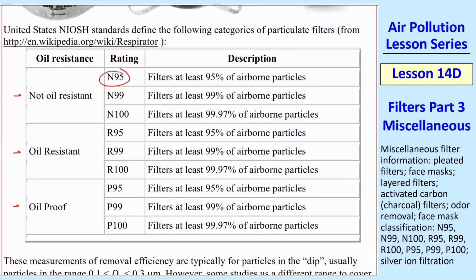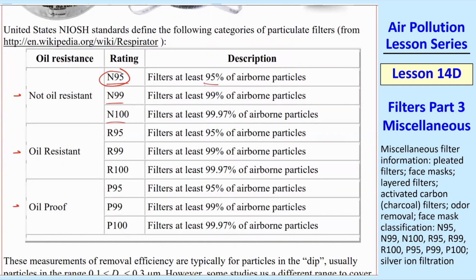N95 has been in the news a lot lately because of coronavirus, especially when coronavirus first came out and the hospitals were short on N95 masks. Of course, they could have used N99 or N100, but those would be much more expensive. N95 is very common, and there was a shortage at first.